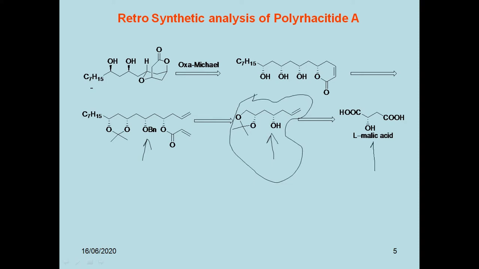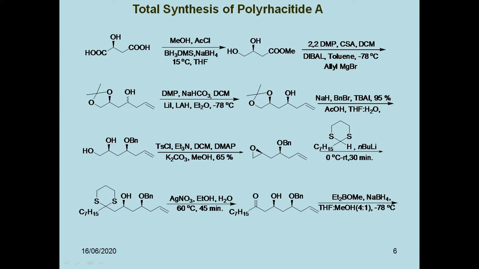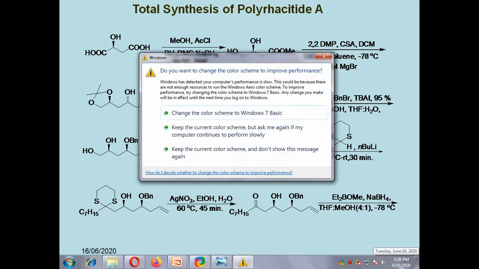In general we will choose a target molecule and we will design a retrosynthesis. After doing a retrosynthesis, we will start the synthesis from cheap starting material. So here I will discuss about total synthesis of polyhectade A. Please follow the cursor or mouse. If you have any doubts, please give me a comment.